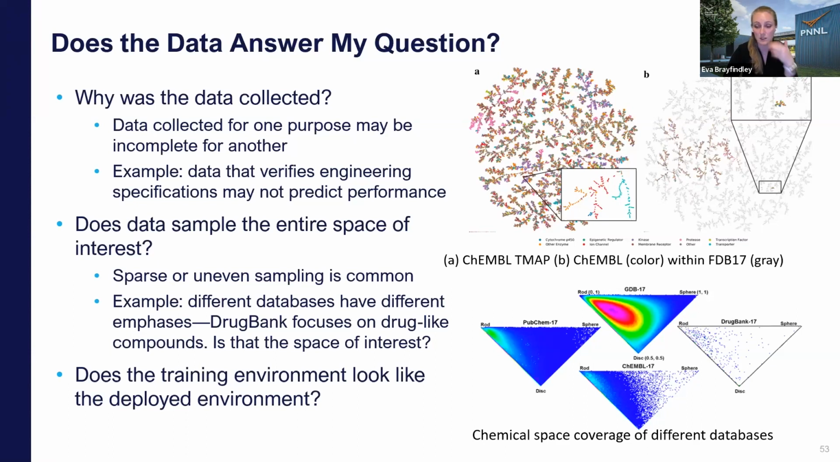Some examples of this are the curated databases that you'll see out there, things like the Human Metabolome Database or DrugBank. They focus on very specific subsets of the chemical universe. So if you're going to use those databases, make sure that that's actually the space of interest to you. If you're using DrugBank, which focuses on drug-like compounds, but you're not actually looking at drugs, it may not be the most useful data set for you.